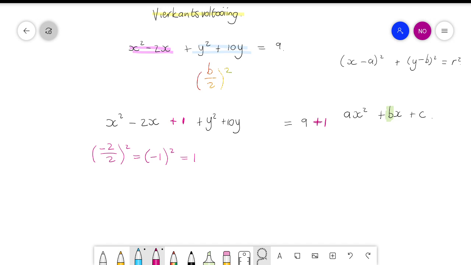10. Do you see it will be 10? Because it's in front of the variable to the power of 1. I'm looking for the 1 to the power of 1.